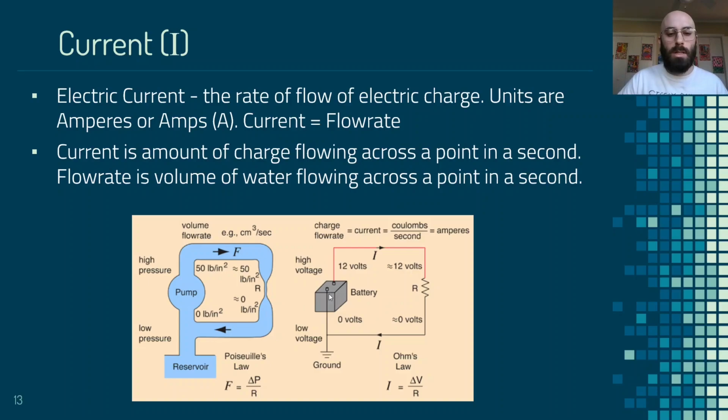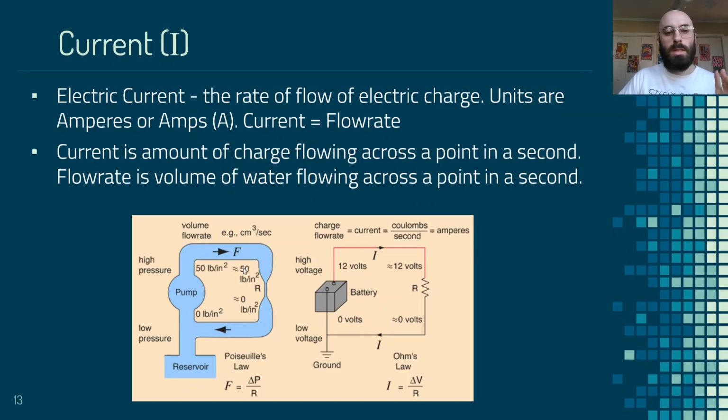So this battery is ejecting out a high voltage, and that makes the current flow through the rest of this circuit down to this low energy state where it goes back into the battery, and then there's some chemical process that keeps the high voltage going. So that is current, and it is exactly analogous to the flow rate in our water system. When we have a high pressure, water is going to flow down to low pressure, and we have some flow rate of the water.